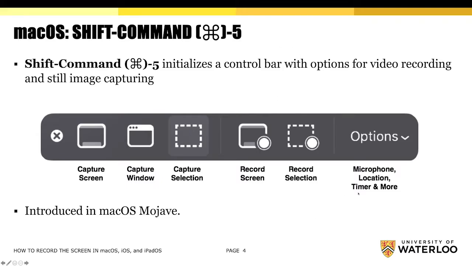Video recording, the right side of the bar, is where we're actually going to be concentrated on recording. So you've got the record full screen selection here, or you can select a portion of your screen and just record the selection. And under the options here, you have the capability of choosing your microphone, your location, and your timer, and more. So let's go ahead and explore that now.